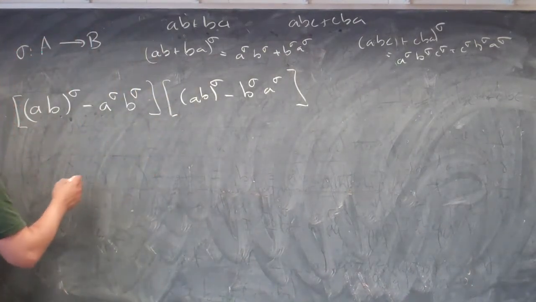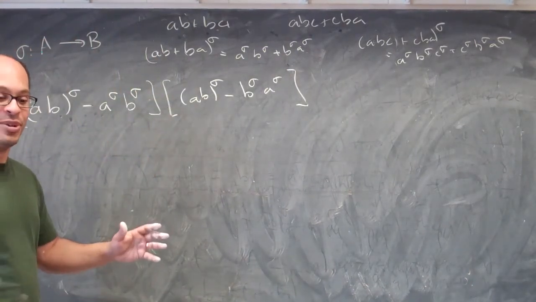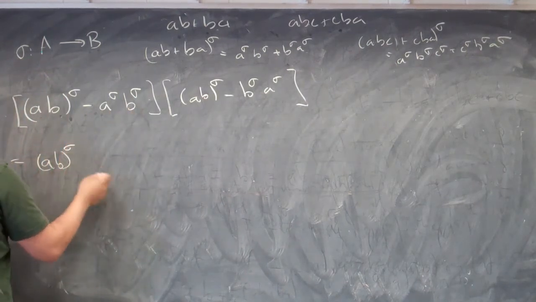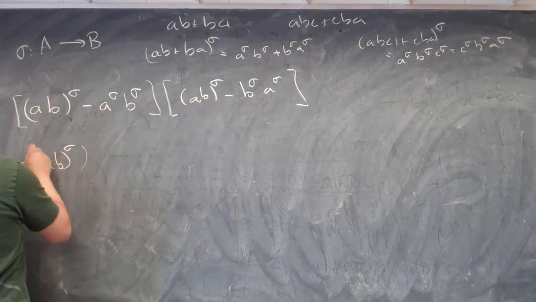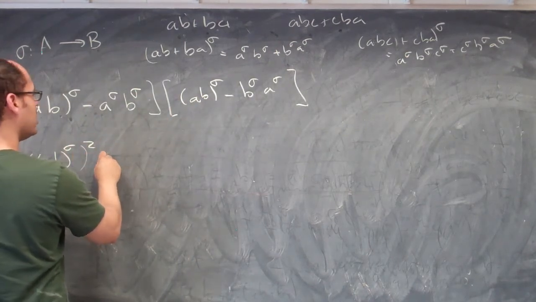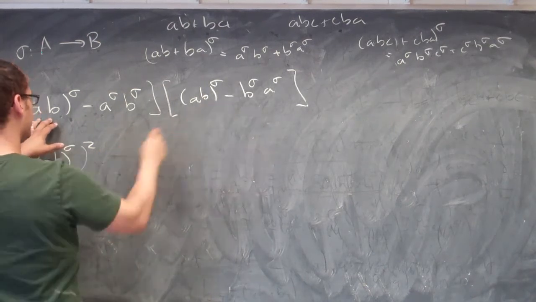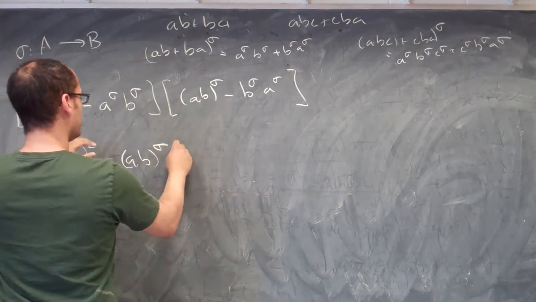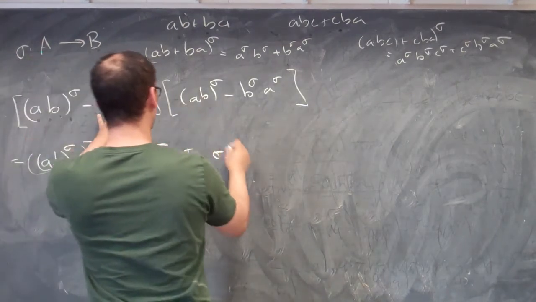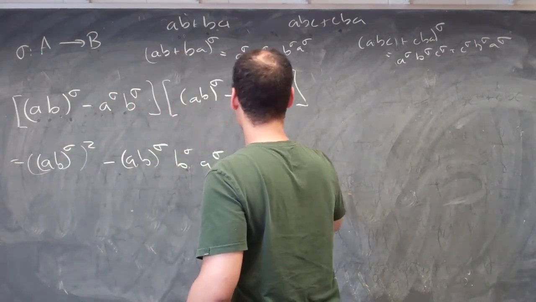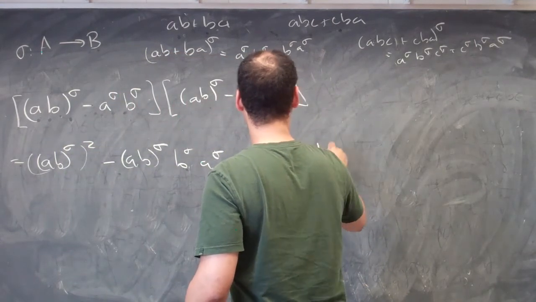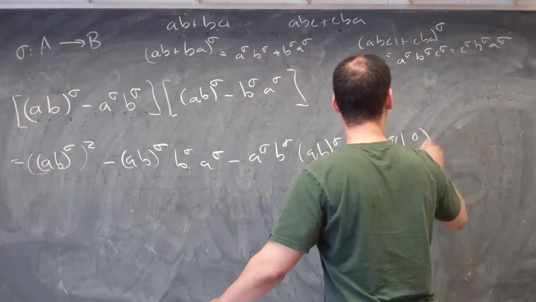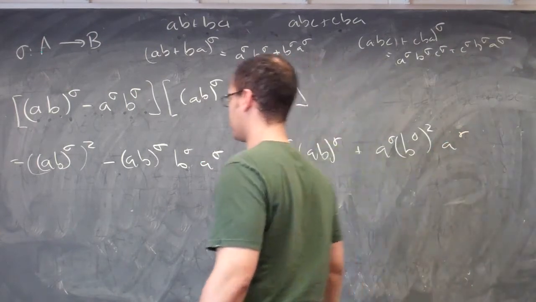We're going to show that this is 0. How do we do it? Well, just do it. So what is this? This is AB sigma times AB sigma, so it's AB sigma squared. It's AB sigma, so AB sigma, and then B sigma A sigma, and it's these two, it's minus A sigma B sigma times AB sigma plus A sigma B sigma squared A sigma.